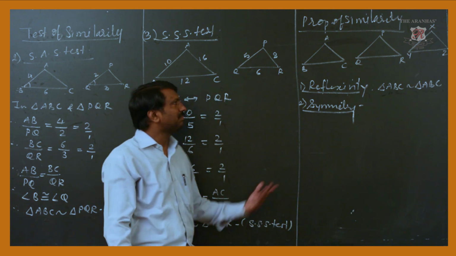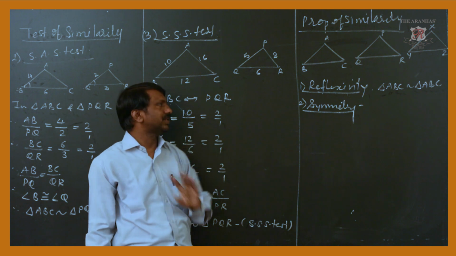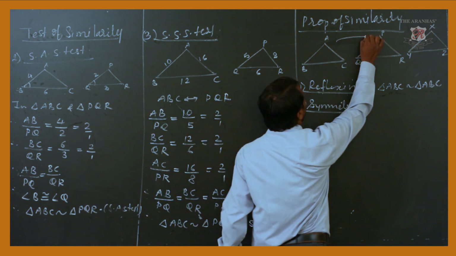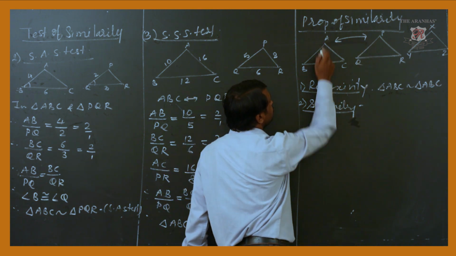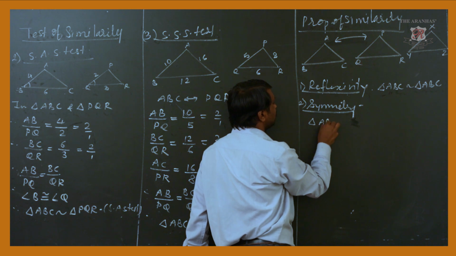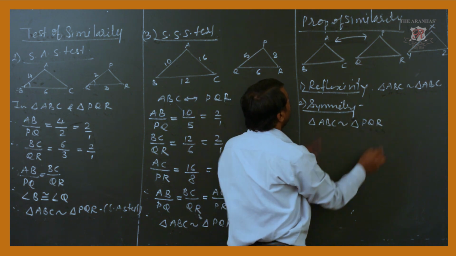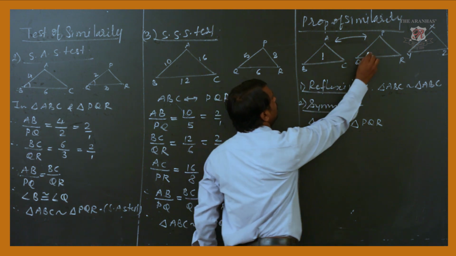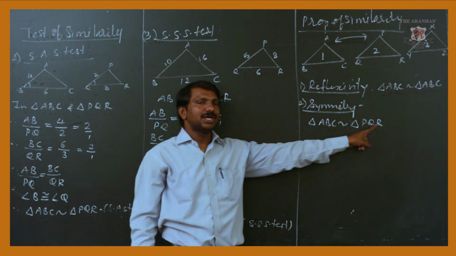Symmetry. Simple thing. Reflexivity: there is only one triangle, which is similar to itself. Symmetry is the comparison of two triangles. We'll see it now. Suppose triangle 1 is triangle ABC, which is similar to the next triangle, PQR. First triangle is similar to second. I'll write it: this is 1, this is 2 and this is 3. Triangle 1 is similar to second.